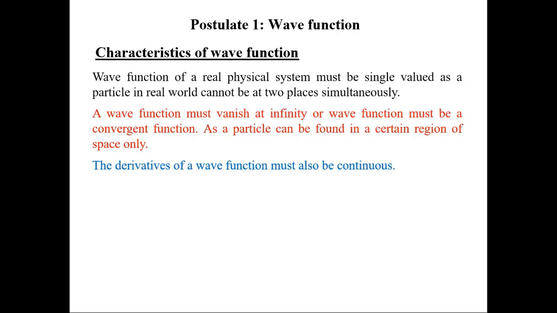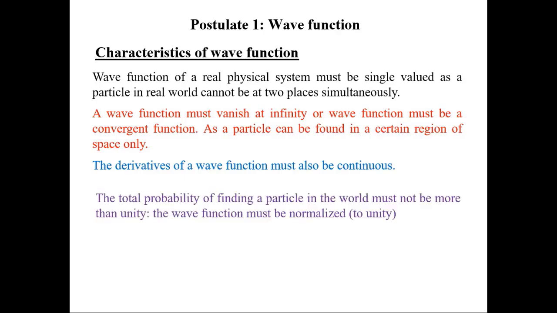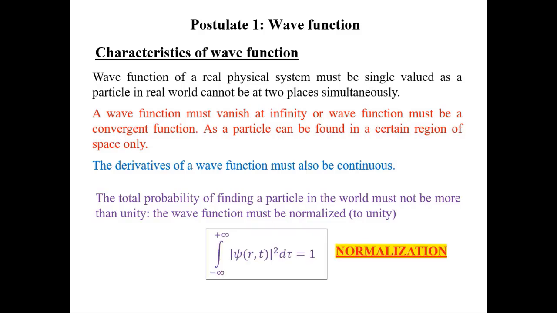Along with the above necessary characteristics of an acceptable wave function, another condition is required for quantitative results, and it is known as the normalization condition. It states that the total probability of finding the particle in all the space of the world must be unity, as probability cannot be greater than 1.